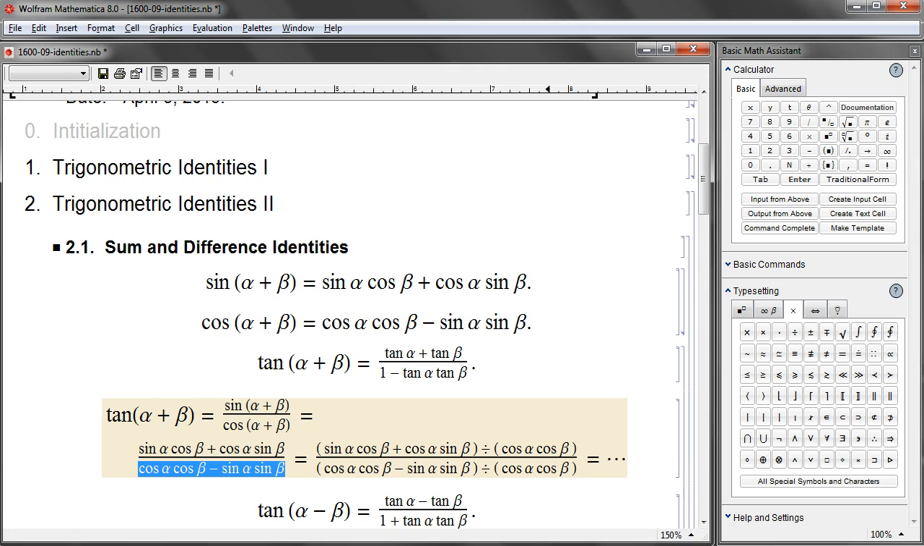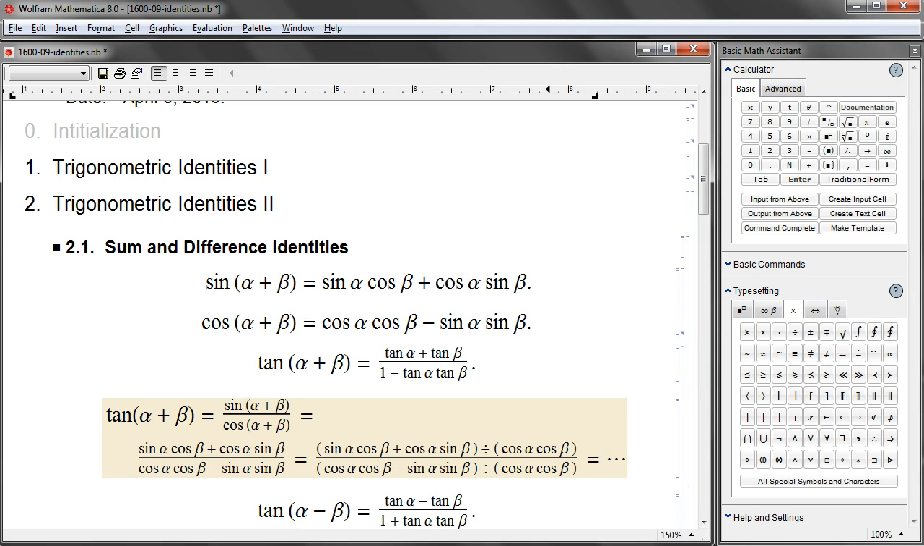And then what we are going to do next is to simplify by dividing each term by cosine of alpha times cosine of beta. That's what we're going to do. Divide each term by cosine of alpha times cosine of beta.